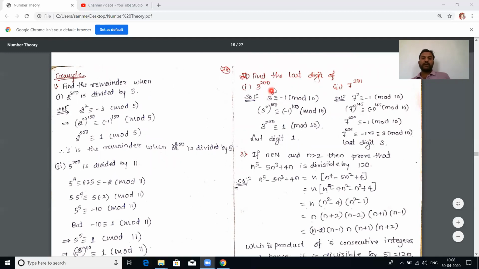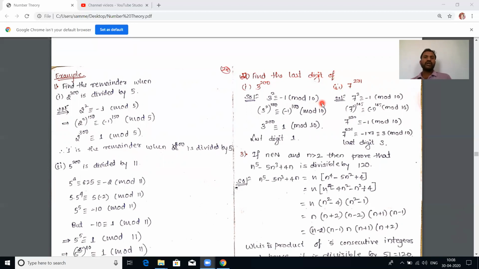So now next type of example: find the last digit of the number 3 raised to 200, and the second number is 2 raised to 971. So now here you have to remember, whenever they ask for the last digit, always you have to take modulo 10. You have to divide by 10. If it is asked for the last 2 digits, you have to divide by 100 and so on.